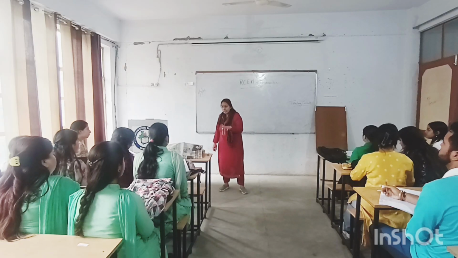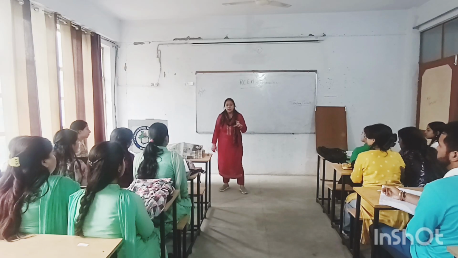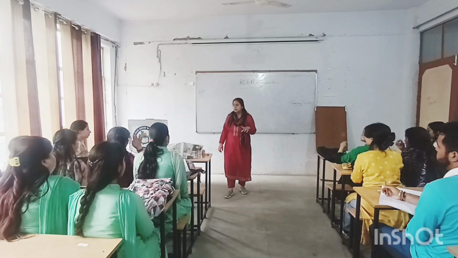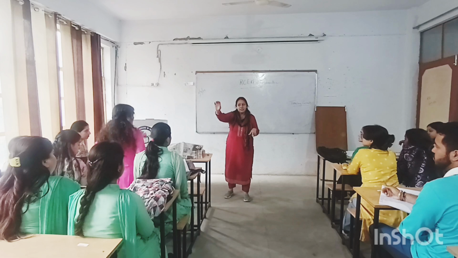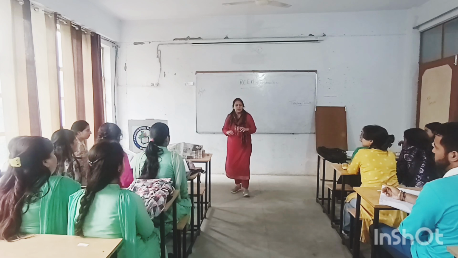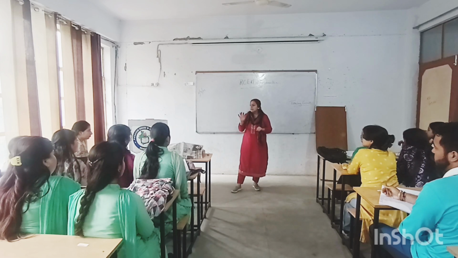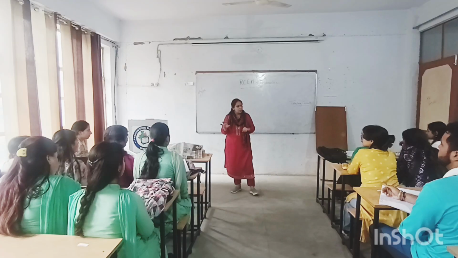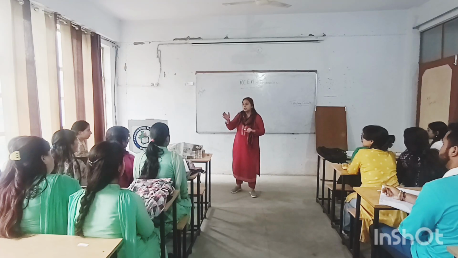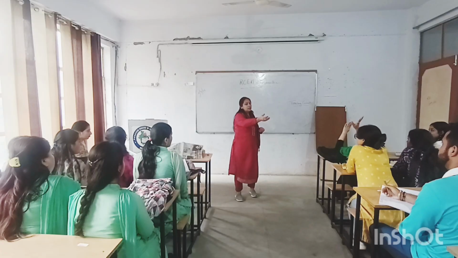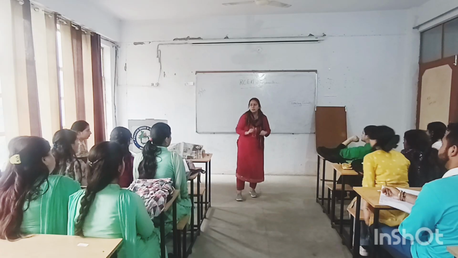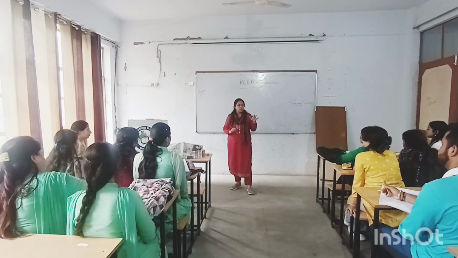Tell me specifically how many layers are there in the earth? Very nice. Three. Three are the main layers. As you said, the earth is made up of three layers. What do we call the topmost layer? Crust. Very good. So crust is the topmost layer.